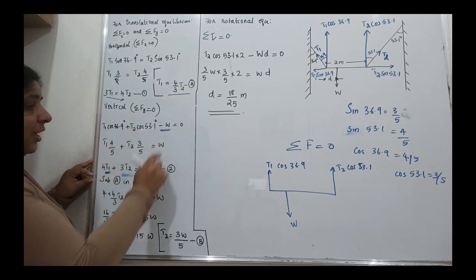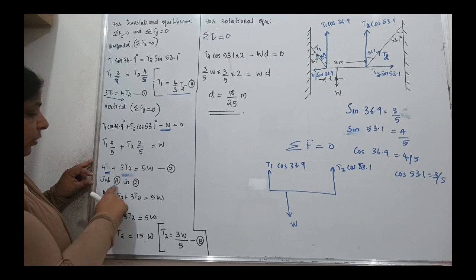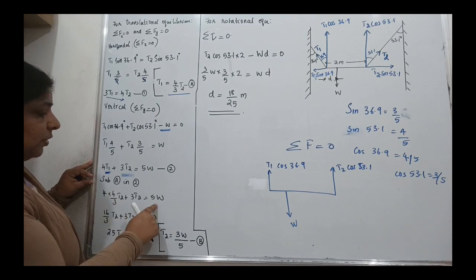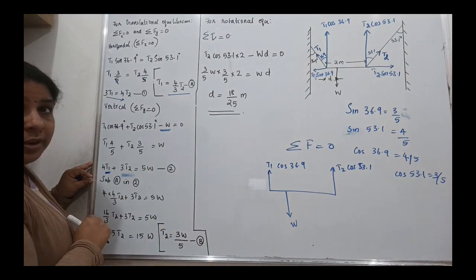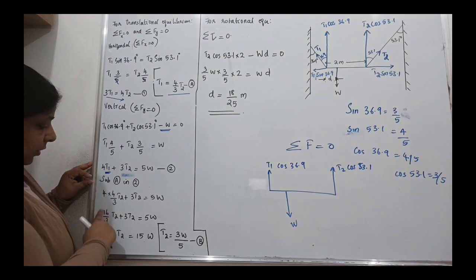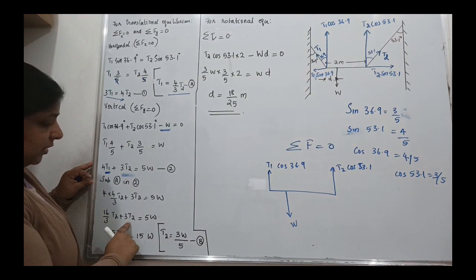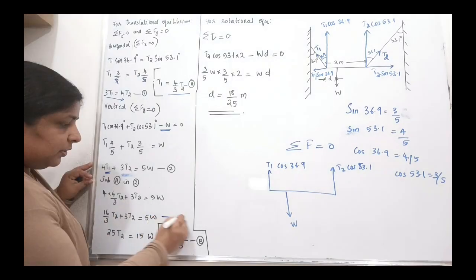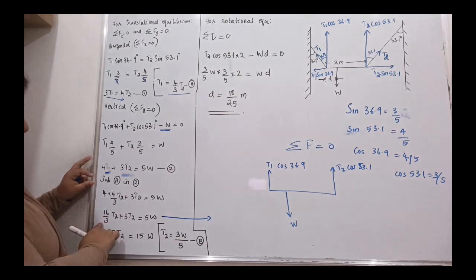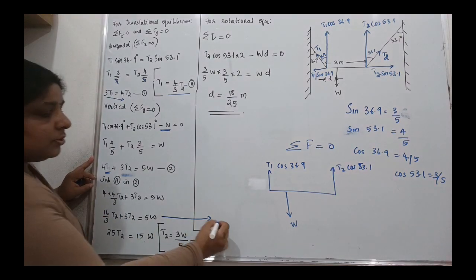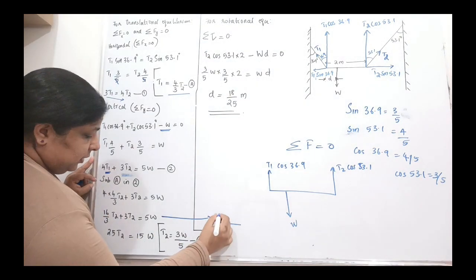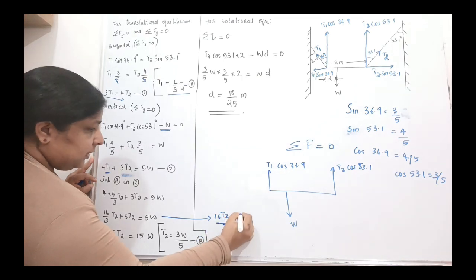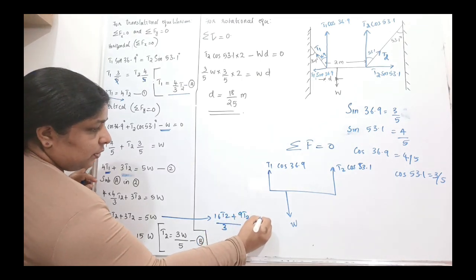Substituting equation A in equation 2, you will get 4 into 4 by 3 T2 plus 3 T2 is equal to 5W. Now 16 by 3 T2 plus 3 T2 is equal to 5W. You will take the LCM. So 16 by 3 plus 3, I will take 3 common. So 16 T2 plus 9 T2 is equal to 5W.